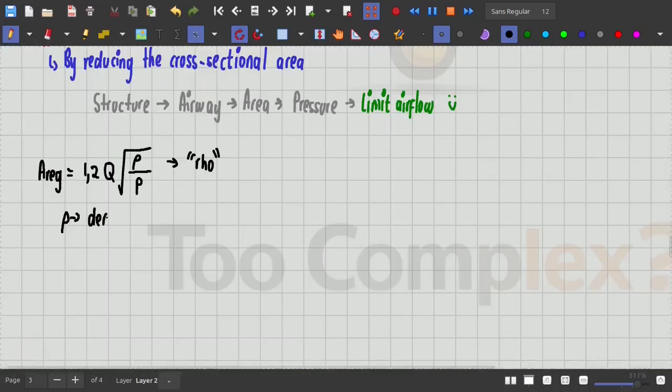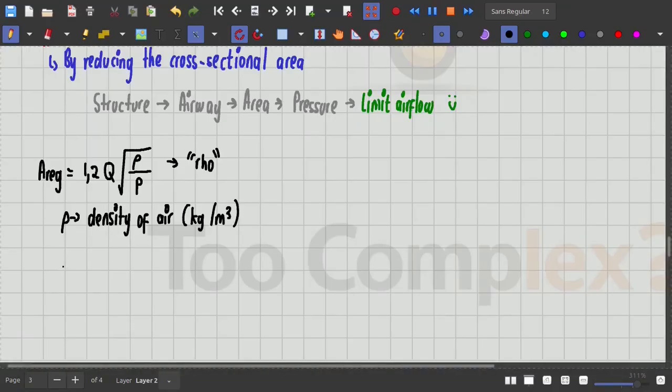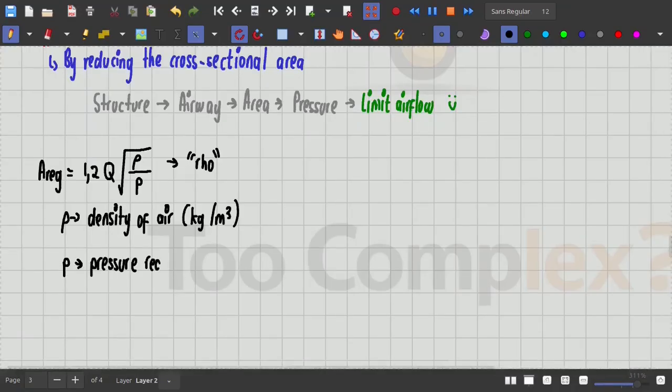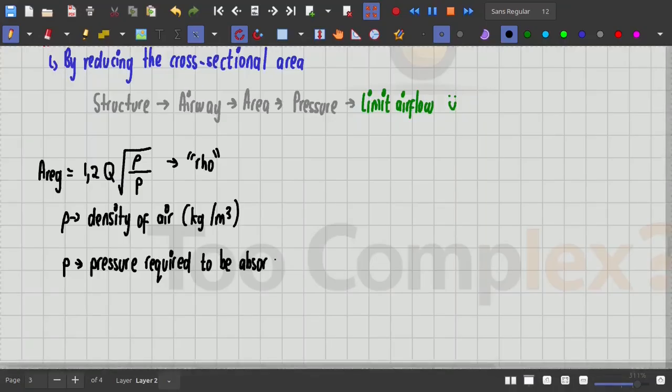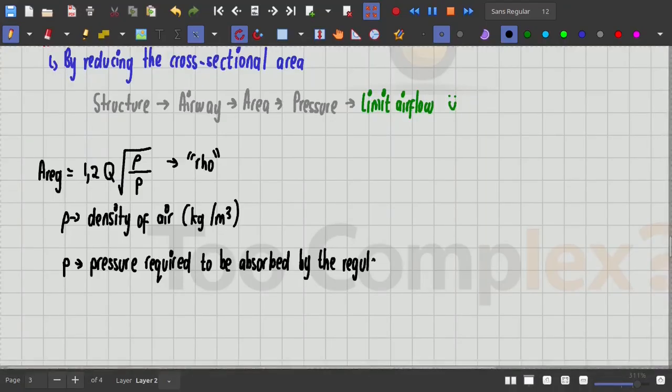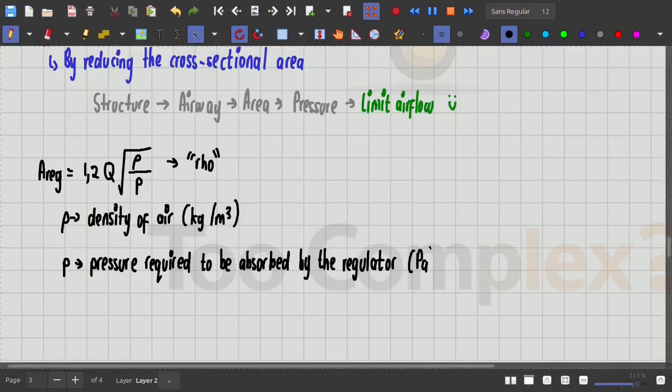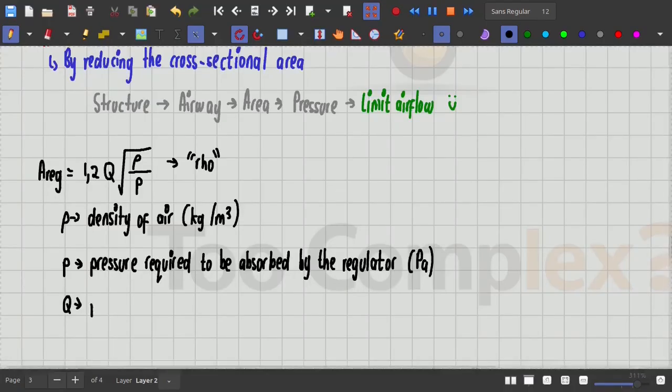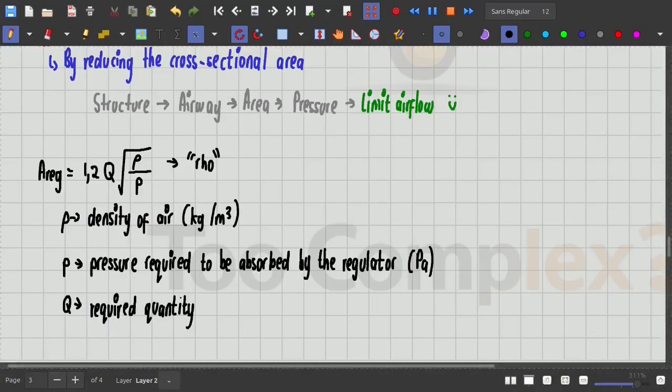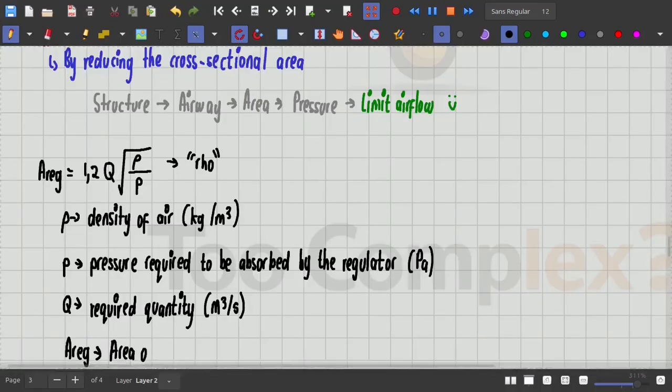So rho is the density of air as established, in kilogram per cubic meter, and P is the pressure. You need to understand this: it's the pressure required to be absorbed by the regulator. Not just any pressure. You don't just substitute any pressure into this equation. You need to understand what pressure to substitute. Then you've got Q, which we've established already, that's the required quantity. A_reg is the area of your regulator.